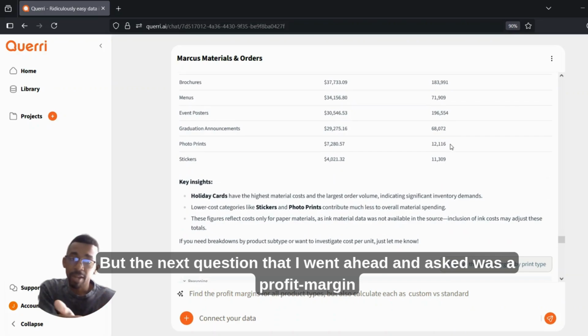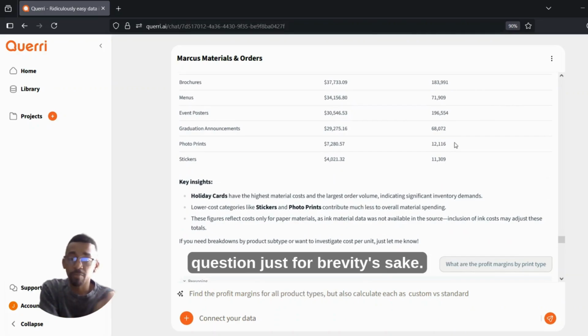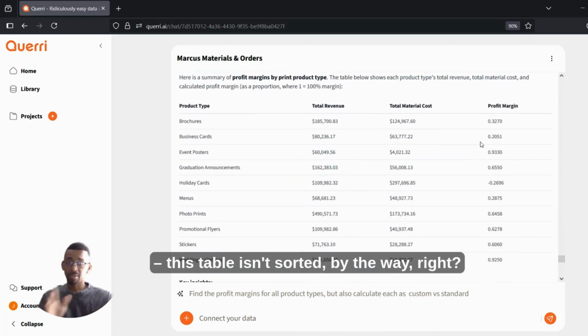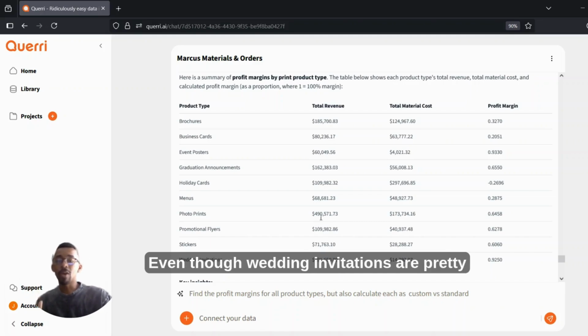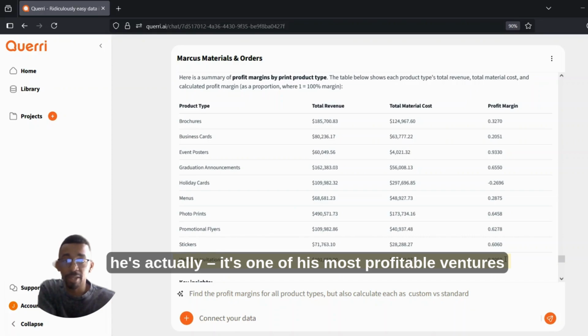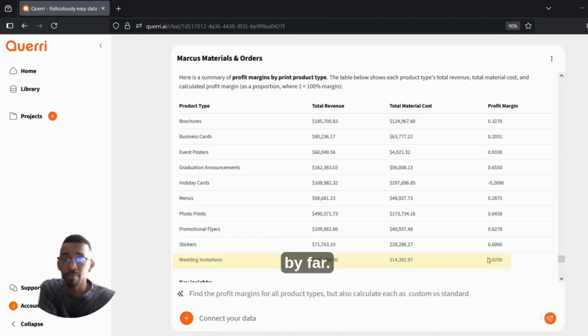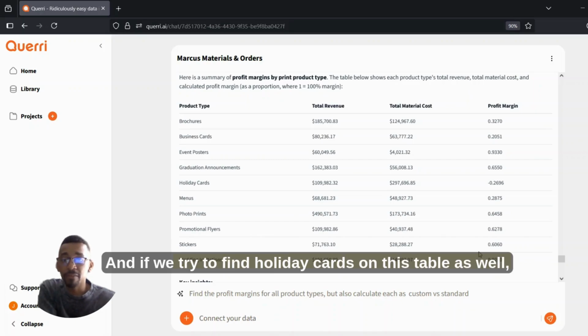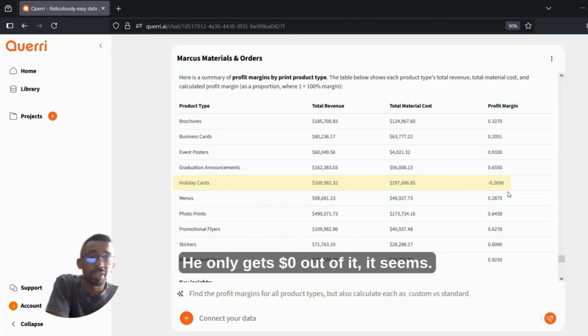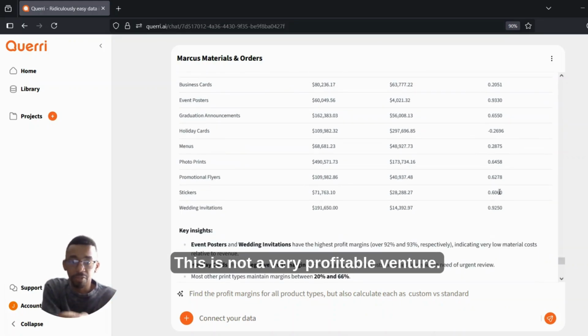But the next question that I went ahead and asked was a profit margin question, just for brevity's sake. And something interesting I found was that even though this table isn't sorted, by the way, even though wedding invitations are pretty costly for Marcus, it's one of his most profitable ventures by far. And if we try to find holiday cards on this table as well, we can see that they are losing money for him. For every dollar he invests, he only gets 27 cents out of it, it seems. This is not a very profitable venture for him.